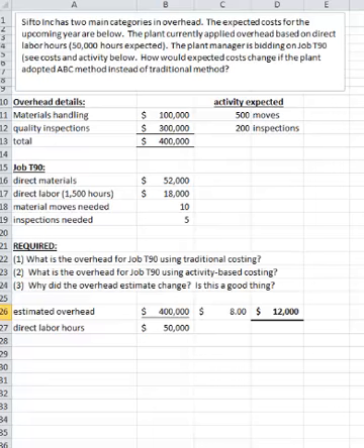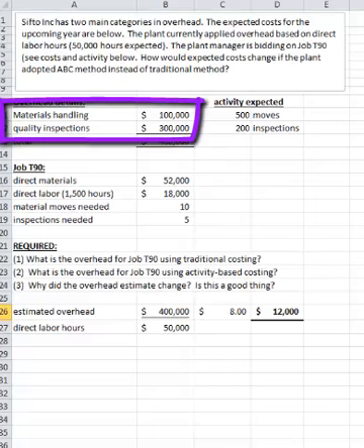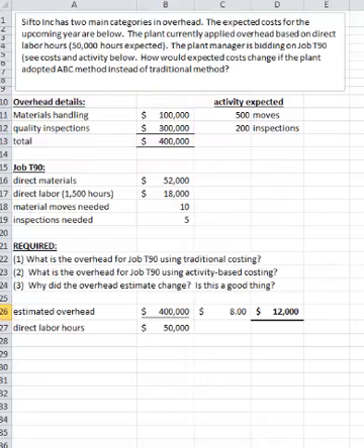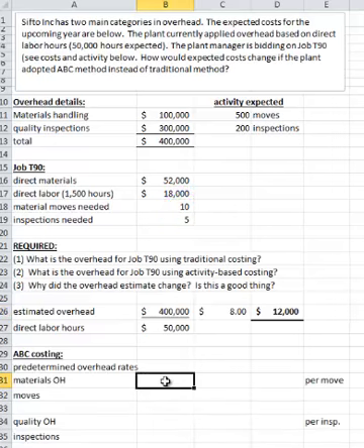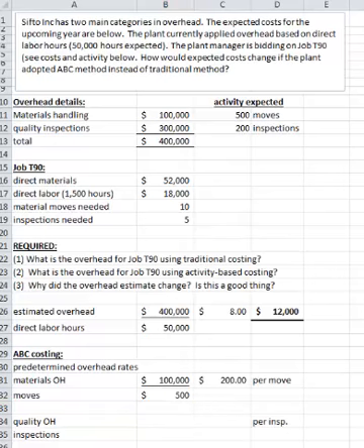Alright, what would it be if we used activity-based costing? So that means we would get a rate for materials handling and a different predetermined overhead rate for quality inspections. And we would assign those rates based on the number of moves and the number of inspections consumed. Alright, let's get those rates. Okay, material moves. Total overhead is 100,000. Total activity is 500. So our rate is $200 per move.